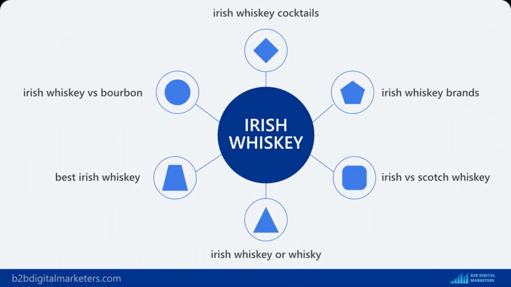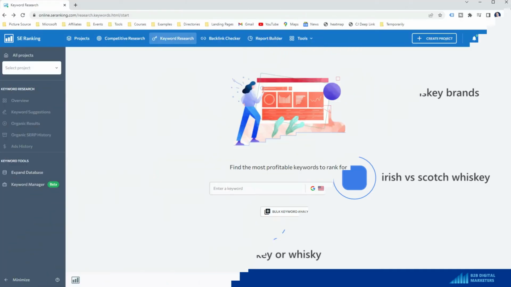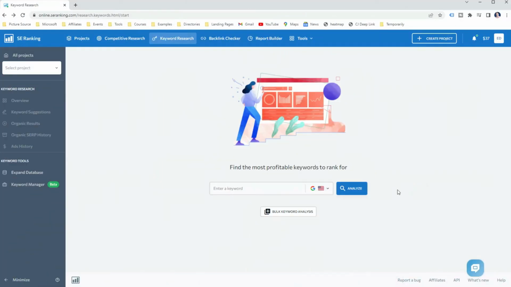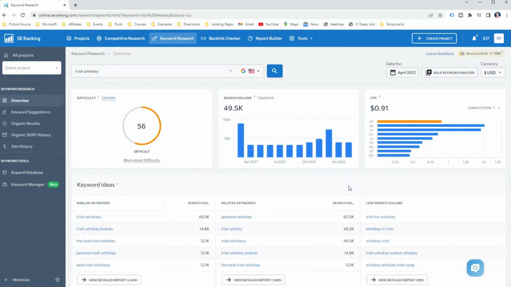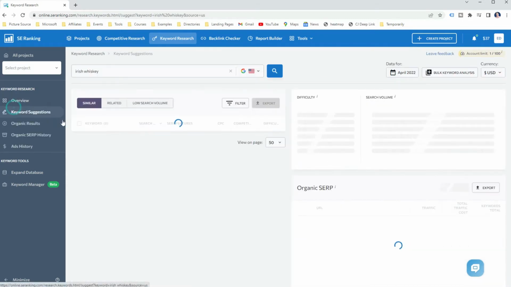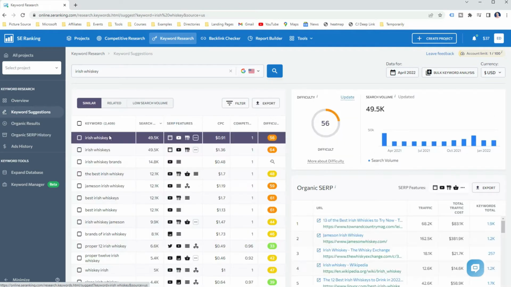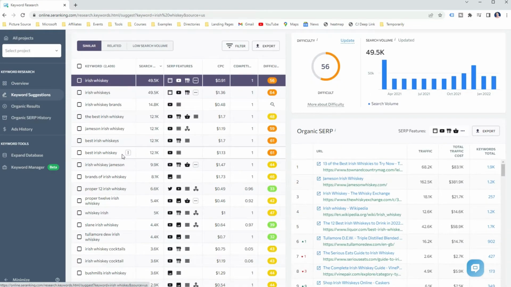An example of the main topic could be Irish whiskey, and the subtopics that share the same topic or seed keyword in the root could be Irish whiskey cocktails, Irish whiskey brands, or Irish whiskey with an E versus white whiskey without an E. So to find topic clusters, you just toss the seed keyword into keyword research tools like SE Ranking, and then collect all those primary keywords from the keyword suggestion report that can be targeted with your content.